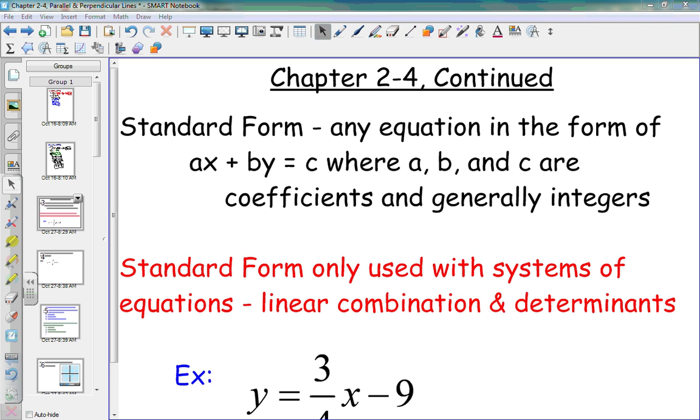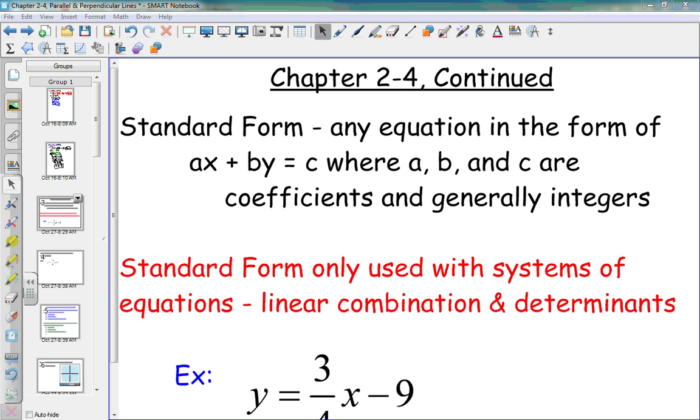Okay, chapter 2-4 continued. Today we're going to be talking about standard form. The first two slides in front of your notes from today are not actually going to be part of your homework assignment. However, I felt it was very important that I still covered it because it is stuff that you need to review from geometry from last year, okay?